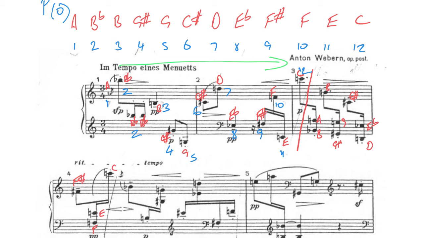So I won't number them this time. Actually, I better number them this time. So I've got 1, that should be B flat, 2, we've got 3, 4, 5, 6, 7, oops, what am I doing there? 7, 8, 9, 10, 11, 12.